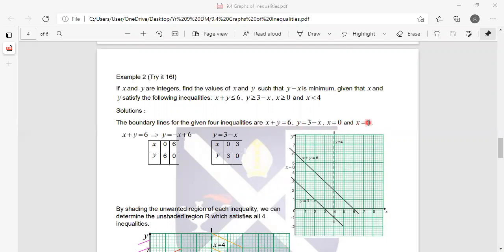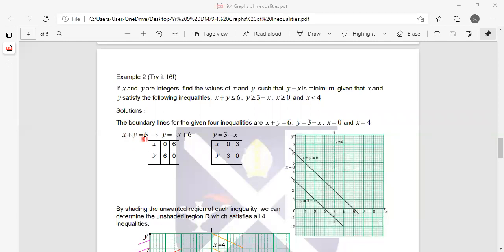Once you have the 4 boundary lines written, in this case I find x equal to 0 and x equal to 4 are special lines. X equal to 0 is nothing but your y-axis, and x equal to 4 is a vertical line passing through the x-axis at 4. Now I've drawn it dotted here because it's x less than 4. There is no equal sign, so I draw a dotted line here. The rest are all less than or equal or more than or equal, so the rest of the 3 would be solid lines.